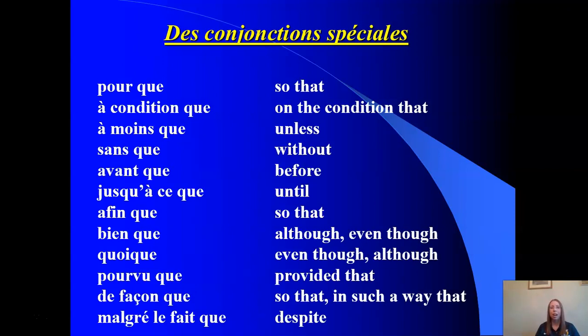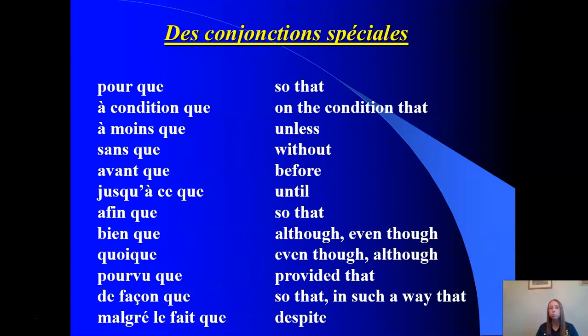Pour que, à condition que, à moins que, sans que, avant que, jusqu'à ce que, afin que, bien que, quoique, pourvu que, de façon que, malgré le fait que. And these are more for AP students because you're definitely going to have the possibility of using these more in your writing and everything too. So we're going to see sometimes that obviously if they don't have que, they're not going to use subjunctive.